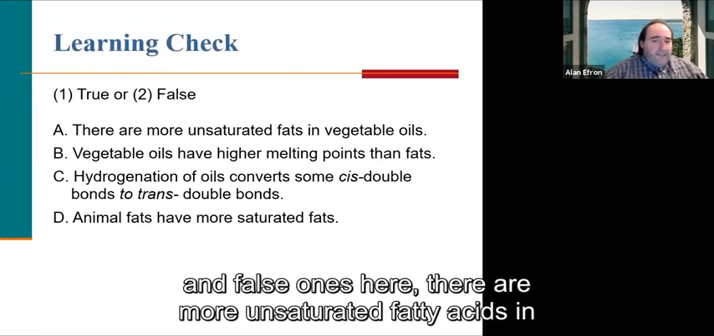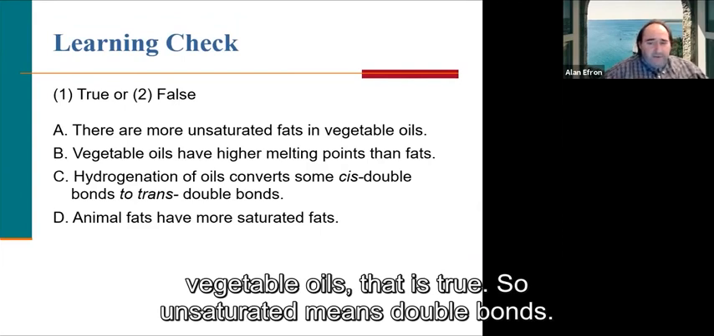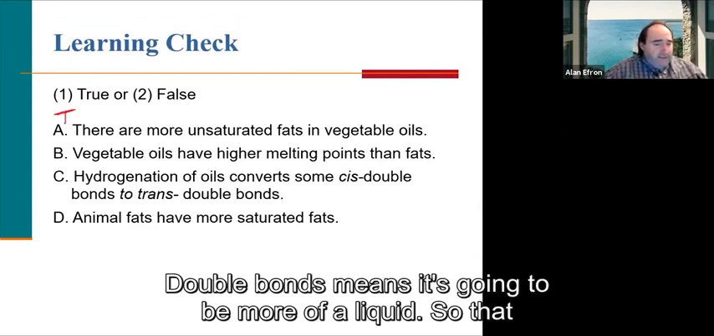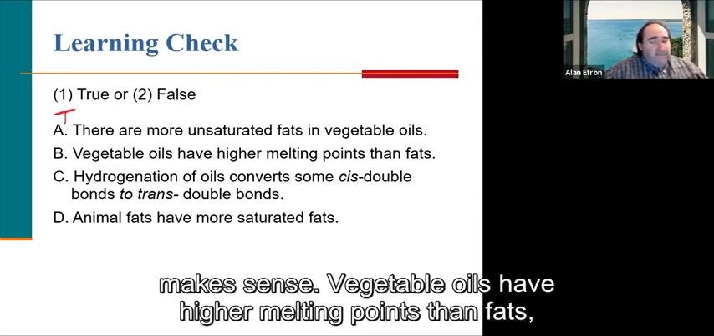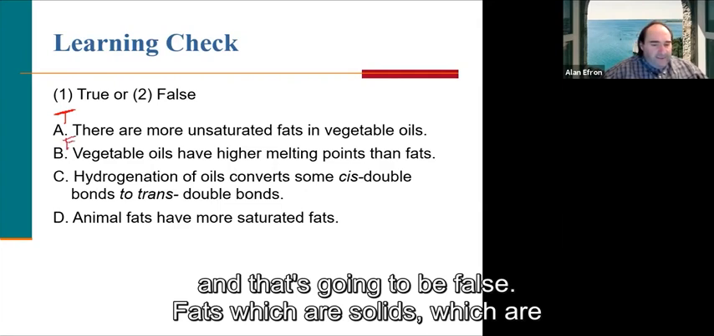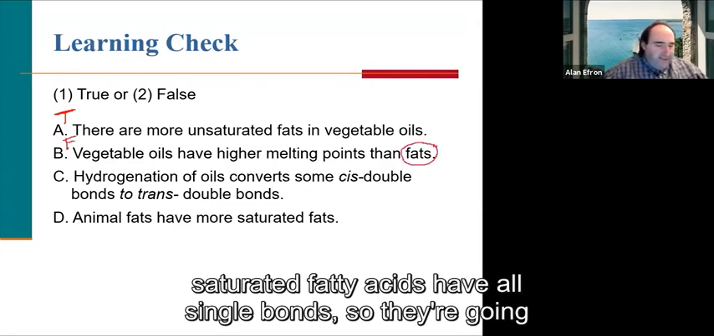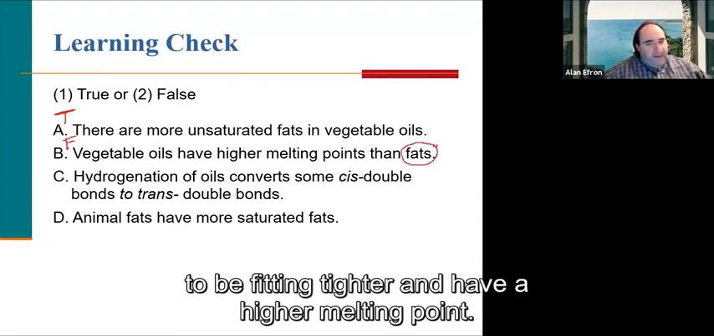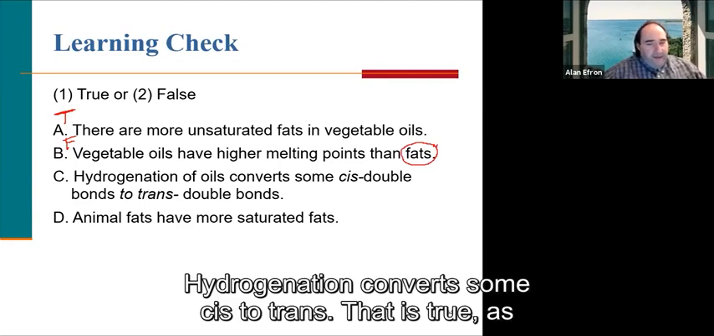All right, so some of these true and false ones here. There are more unsaturated fatty acids in vegetable oils. That is true. Unsaturated means double bonds, and double bonds means it's going to be more of a liquid, so that makes sense. Vegetable oils have higher melting points than fats, and that's going to be false. Fats, which are solids, which are saturated fatty acids, have all single bonds, so they fit tighter and have a higher melting point.